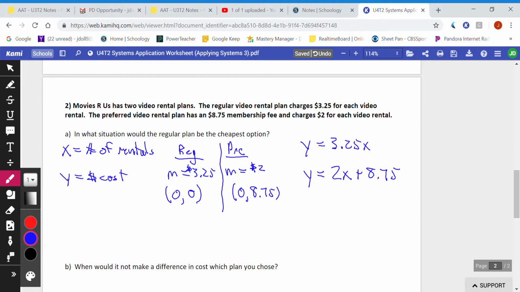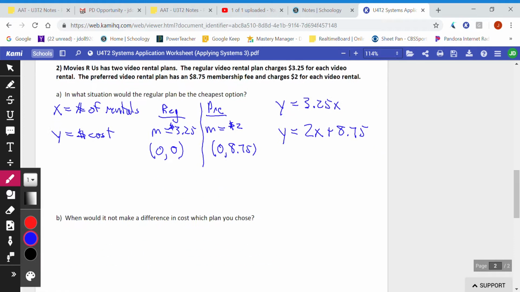Solve it, find when they are the same, and we can see that the regular plan will be cheaper initially, right? At 0 videos, it costs less, but eventually this lower rate of change, this lower cost per video, that savings every time you rent a video would cause the preferred plan to become the better deal. But the question is when? When will the preferred plan go from being more expensive to less expensive? And to answer that, we still need to solve this system.